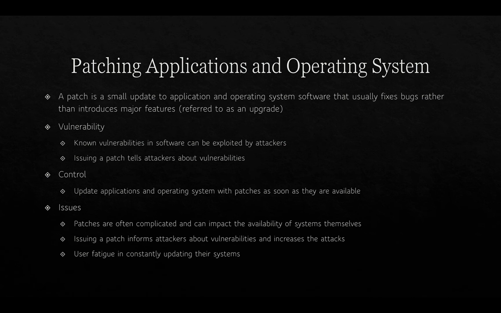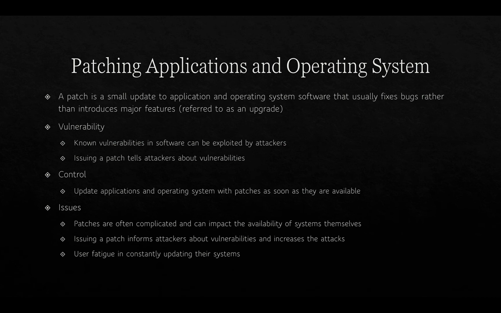So patching applications and operating systems. A patch is a small update to an application and operating system software that usually fixes bugs rather than introduces major features, referred to as an upgrade. So the vulnerability in this context is software that can be exploited because there's a vulnerability in that version of the software. And the other vulnerability is that issuing a patch in and of itself tells the attackers that a vulnerability exists, and that there will be a class of people who haven't patched it who are vulnerable to that attack. So to control that, we update the application and the operating system with patches as soon as they're available.